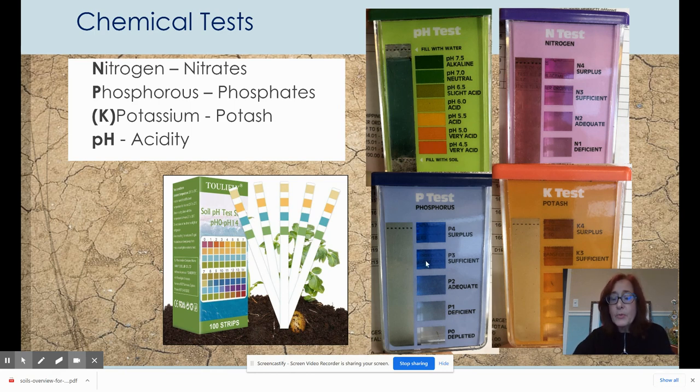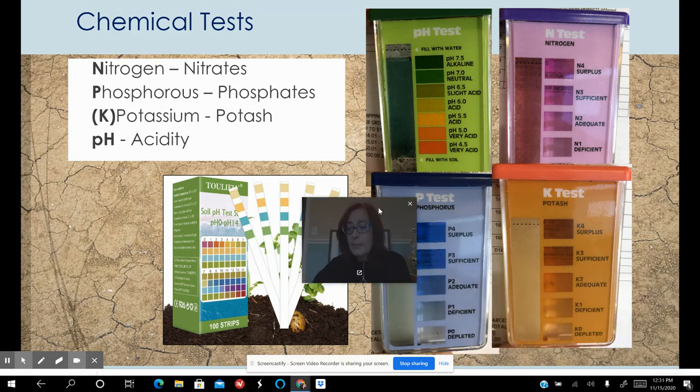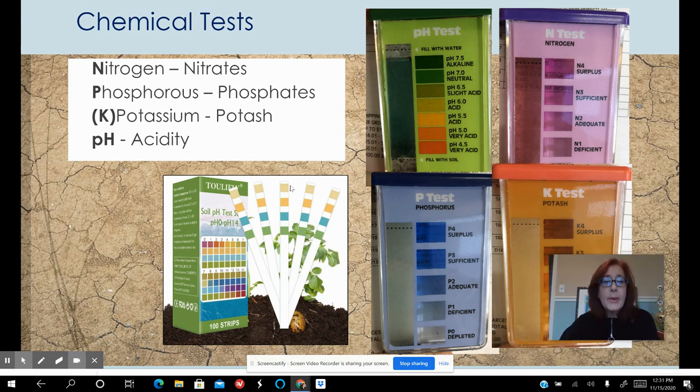You can tell what the phosphorus level is by looking at this. All the way down here is depleted, and over here we probably also have deficient. It's hard to tell with these pictures, but you can see how you would use those tests. That's the chemical tests.